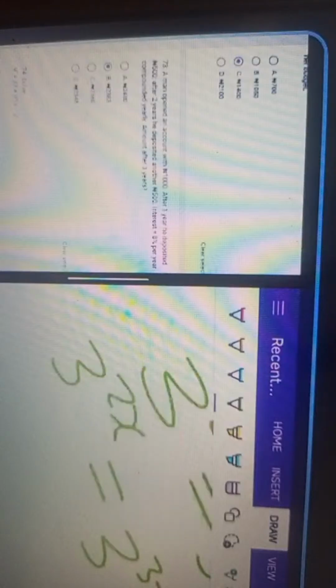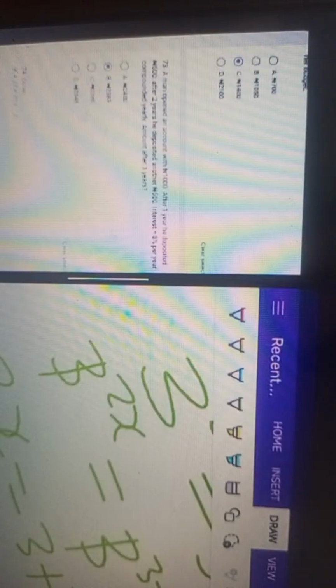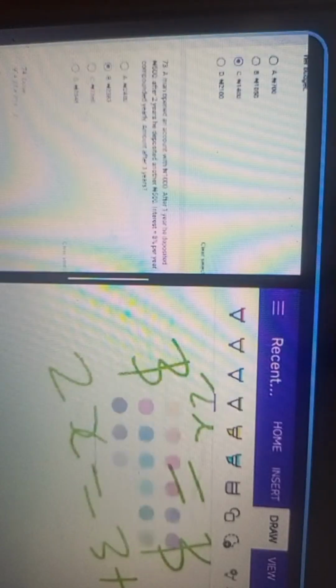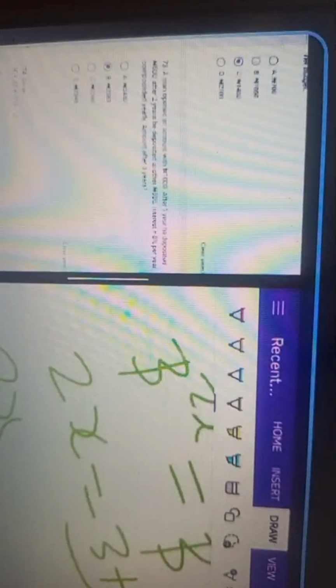So the bases are the same, so the powers will be the same. So I will have 2x is equal to 3 plus x minus 2. Collecting like terms, I have 2x minus x is equal to 3 minus 2, which gives me x is equal to 1. Option A. Is it clear?